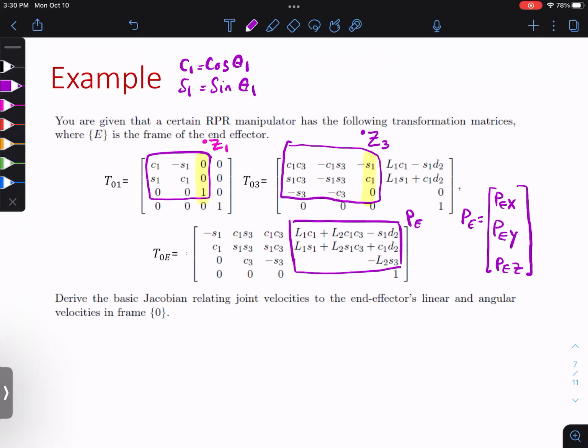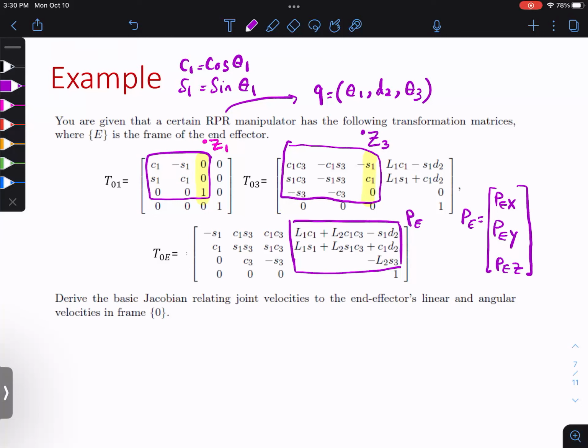Okay. Since this is RPR, looking at the numbers, theta 1. Then I have D2. So I'm going to say the second one is D2 and theta 3. Could you use theta 2? If they had named this theta 2, that would have been the prismatic, but they call it D2, so I'm just going to use D2. So I identified my joint variables.